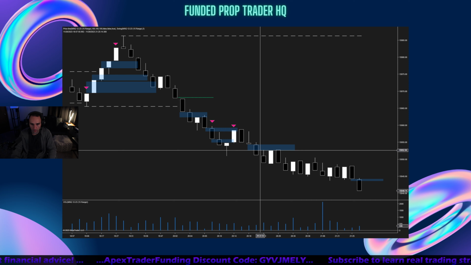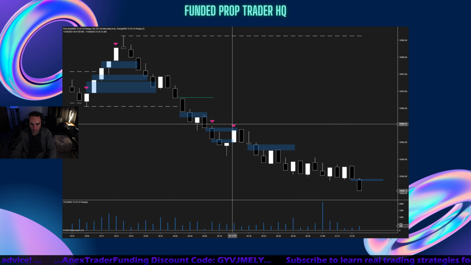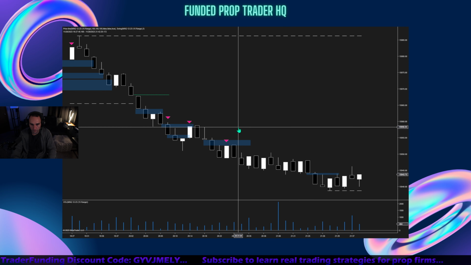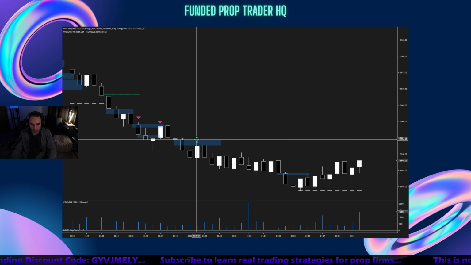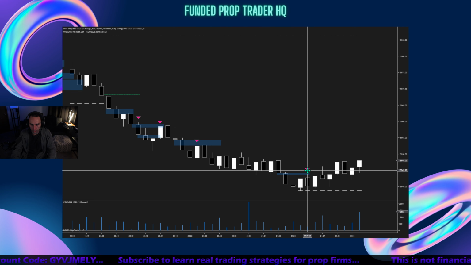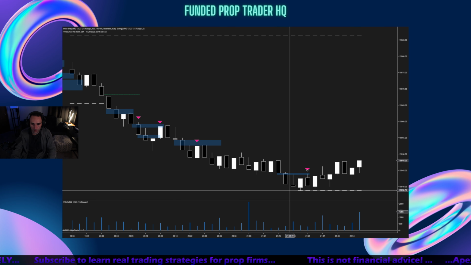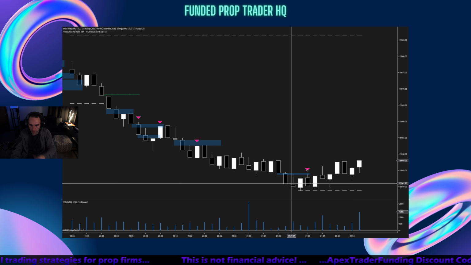You can see again another gap, another entry right there, another gap, and another short entry there. Stop would be above this bar. Where's your target? Usually when the market's trending down, you just want to target the low, but obviously you can go for larger targets if you want.